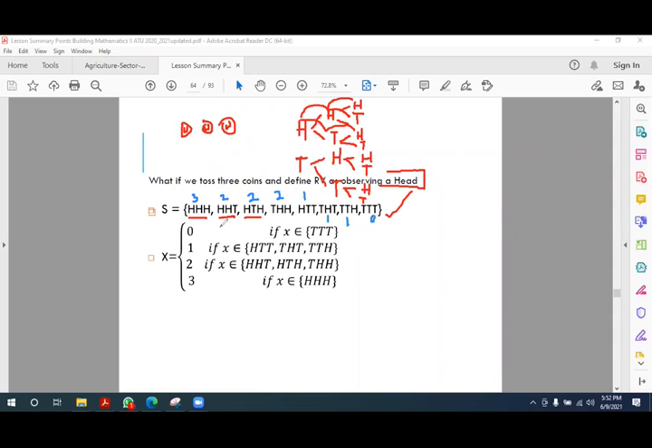So the possible values of the random variable will be 0, 1, 2, and 3. Those are the possible real number values. It is 0 if x is tail, tail, tail, meaning all three coins recorded tails. It is 1 if you have one head: head, tail, tail, or tail, head, tail, or tail, tail, head. Then it is 2 where you have two heads: head, head, tail, or head, tail, head, or tail, head, head. And then 3 in the case of head, head, head. So that gives you the random variable of the experiment.